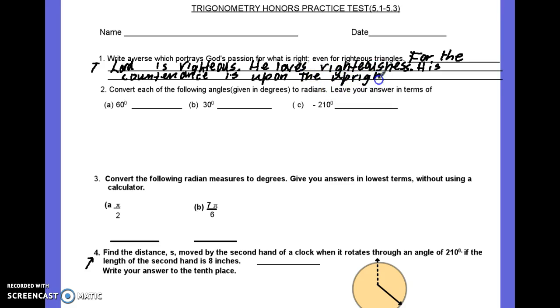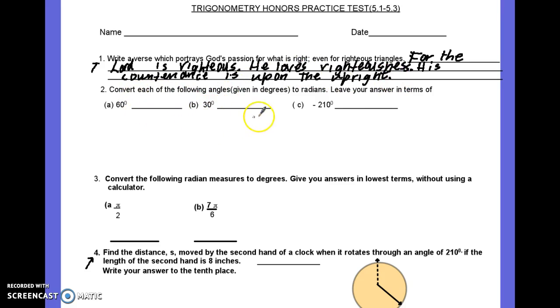It's such a wonderful thing to remember. Rehearse it with me a couple of times. For the Lord is righteous. He loves righteousness. His countenance is upon the upright. Again, for the Lord is righteous. He loves righteousness. His countenance is upon the upright.